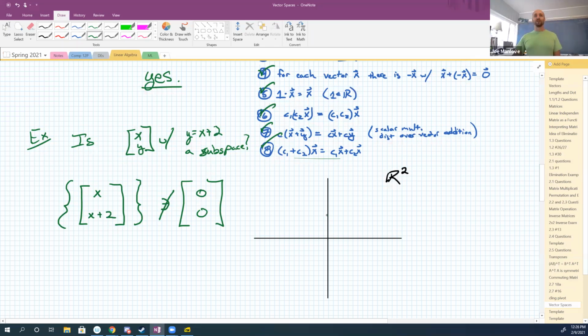And it goes through up here. This is 2 high, right? And it has a slope of 1 for 1. So this is the subspace that I'm talking about. Now, where's the zero vector live in R2?